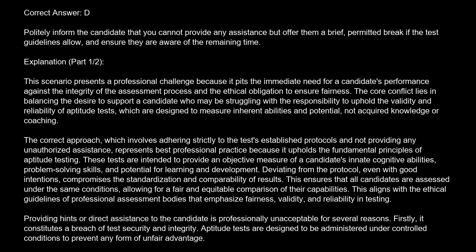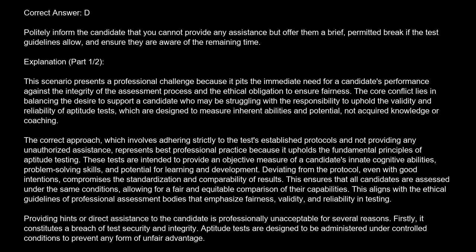These tests are intended to provide an objective measure of a candidate's innate cognitive abilities, problem-solving skills, and potential for learning and development. Deviating from the protocol, even with good intentions, compromises the standardization and comparability of results. This ensures that all candidates are assessed under the same conditions, allowing for a fair and equitable comparison of their capabilities. This aligns with the ethical guidelines of professional assessment bodies that emphasize fairness, validity, and reliability in testing.